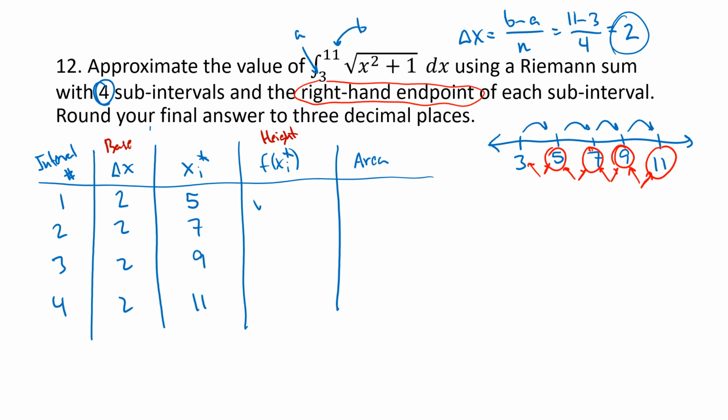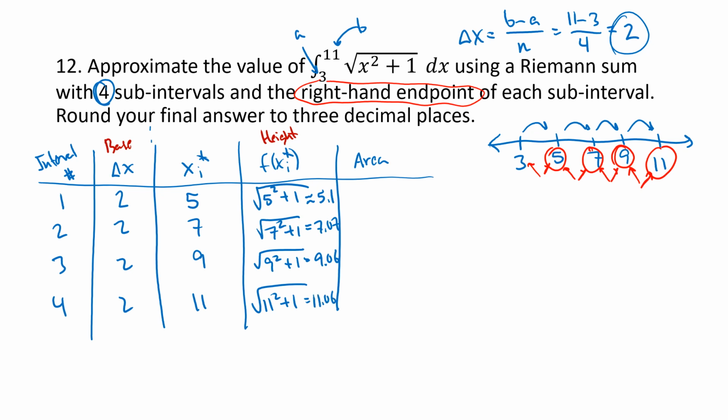My function is the square root of x squared plus 1, so this is going to be the square root of 5 squared plus 1. This is going to be the square root of 7 squared plus 1, square root of 9 squared plus 1, square root of 11 squared plus 1. So this is going to be, again, I'm hopping over my calculator, about 5.1. 7 squared plus 1, that's going to be about 7.07. 9 squared plus 1, that's square root of 82, which is about 9.06. And 11 squared plus 1, that's going to be about 11.06.